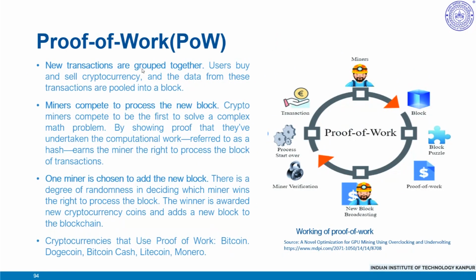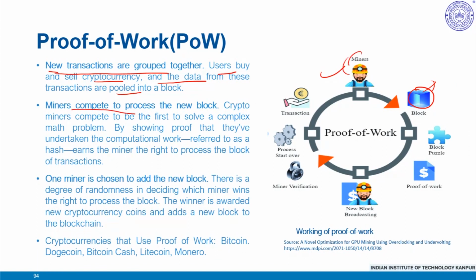Let us understand the proof of work mechanism. It requires miners to use computing resources for the privilege, and here is how it works. We'll explain with the help of an example and diagram. First and foremost, new transactions are grouped together. Users buy and sell cryptocurrency, so the transactions take place and the data from these transactions is pulled into a block. This block would contain a set of data, and there would be miners waiting.